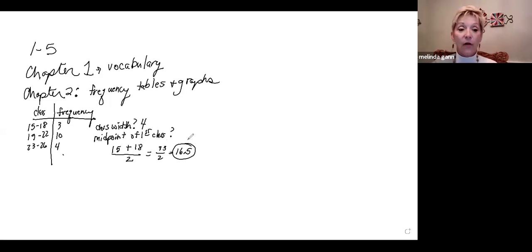Now, the ones that people tend to get confused are limits and boundaries. There's a difference if I ask you, what's the lower limit of, say, the second class, versus I ask you, what's the lower boundary of the second class? Those are two different questions.